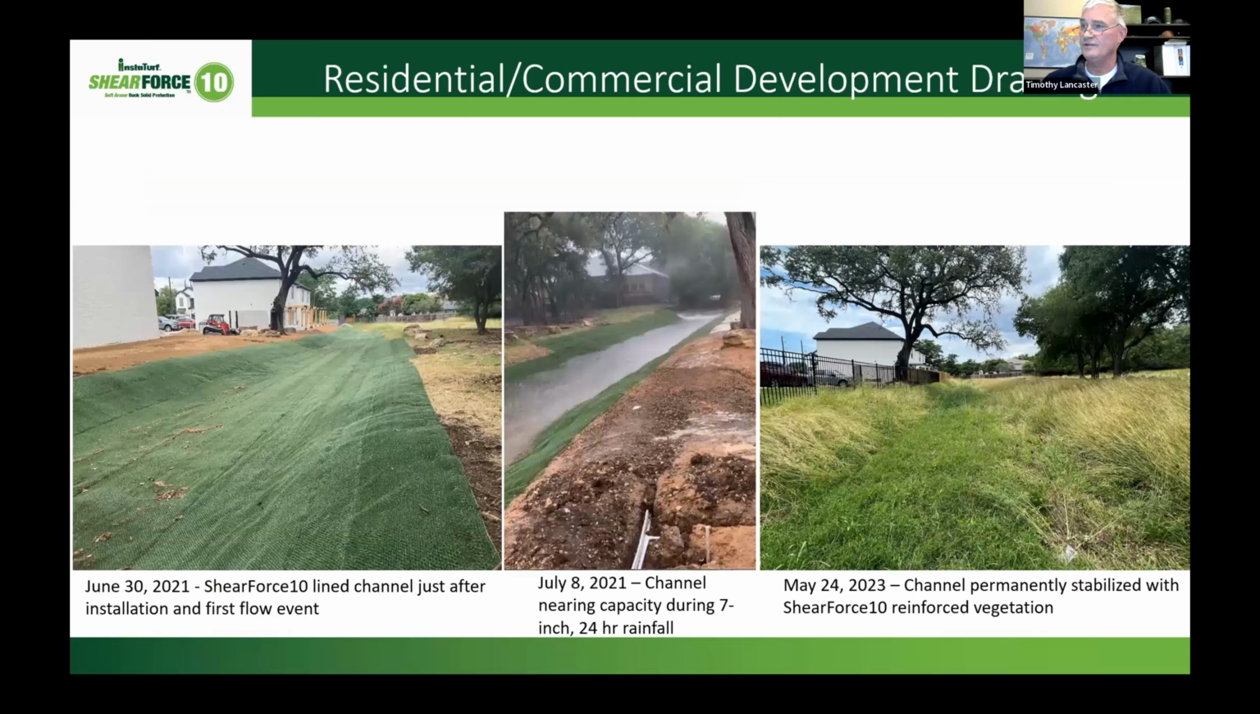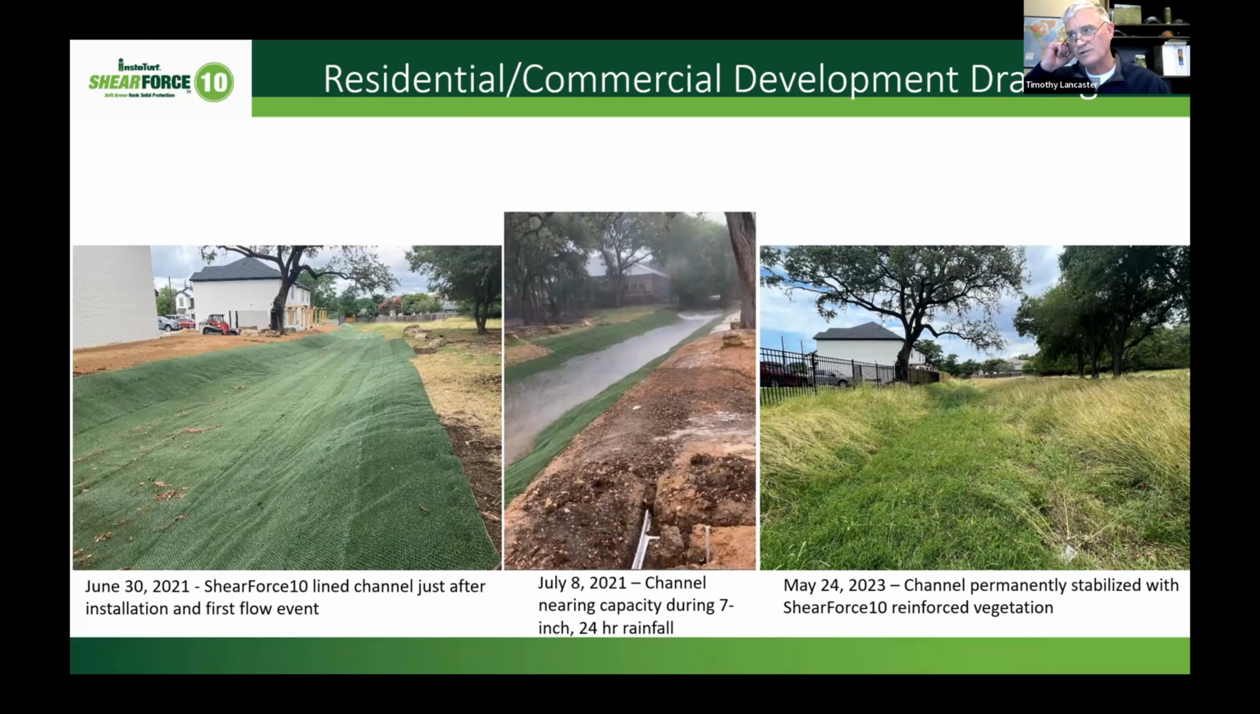So a lot of uses in commercial and residential development, drainage channels. This was an application down in San Antonio, Texas, went in the end of June a couple years ago, I guess almost 3 years ago now. But a situation where they did not want to use rock. It was in a condominium complex, and so they're looking for a vegetative alternative to rock.